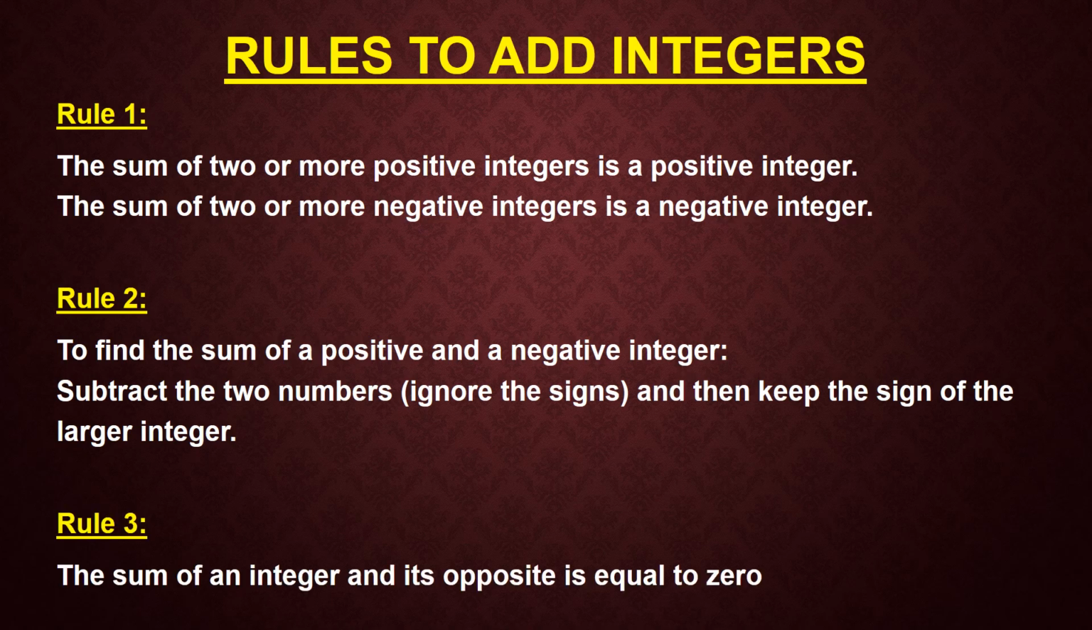Third rule is the sum of an integer and its opposite is equal to 0. And such numbers are called the additive inverse of each other.